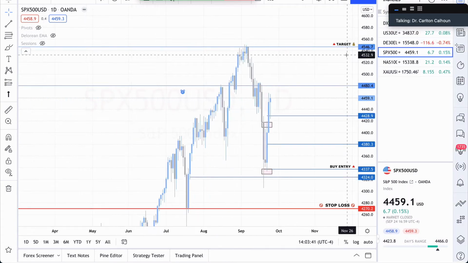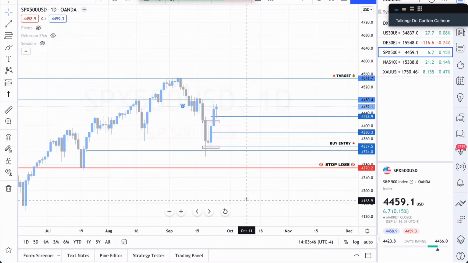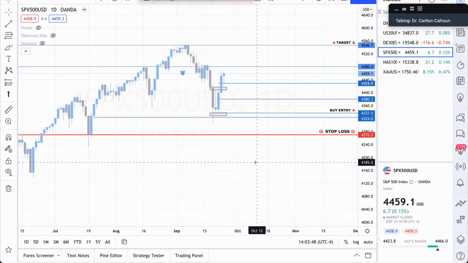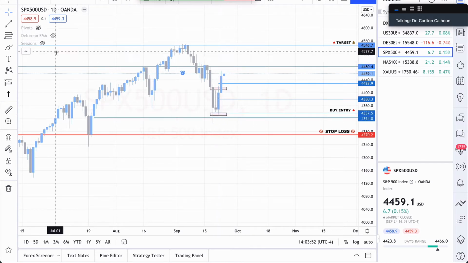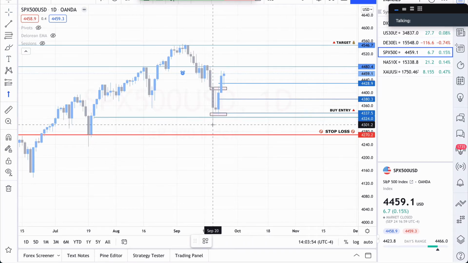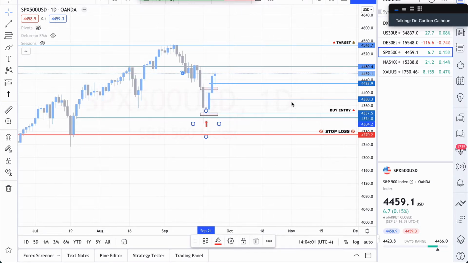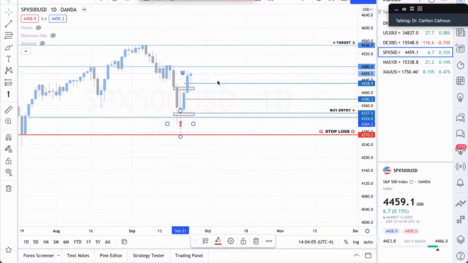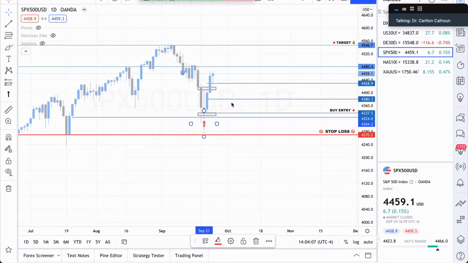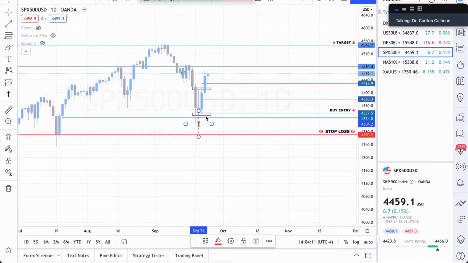I always like to start with the daily. This is a markup that I sent to the group last week. I told everybody to enter right here. This was the entry. I don't know who all took it, but as you can see what has happened since I told everybody to enter. How did I know that here would be a good entry?